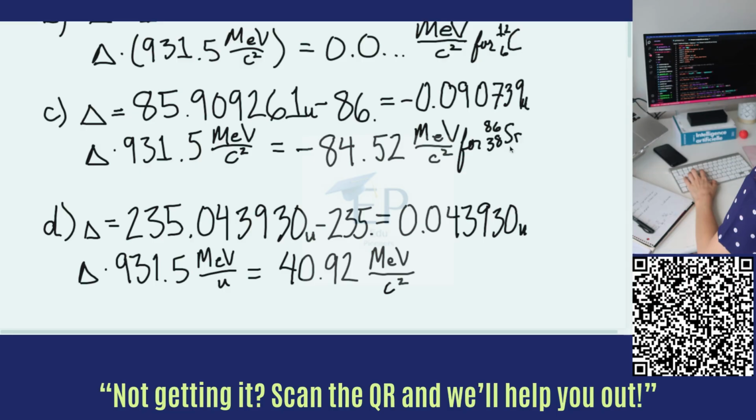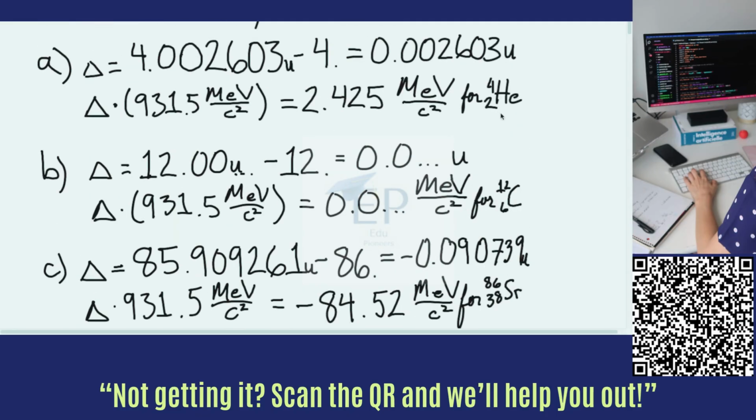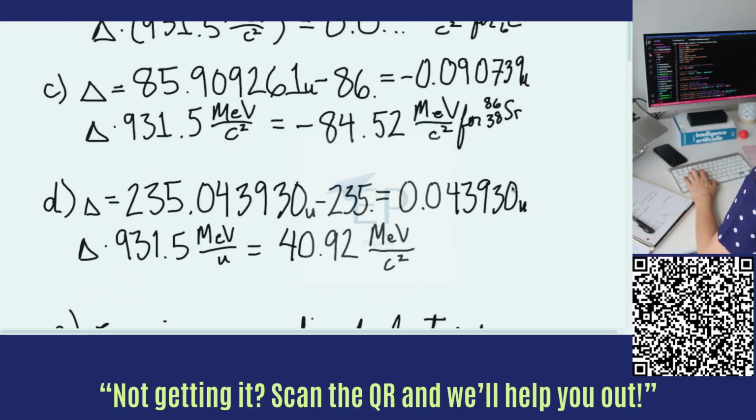0.090739 atomic mass units. We multiply this mass excess difference by our conversion factor, and we get a mass excess of negative 84.52 mega electron volts per square of speed of light. This is a comparatively heavier element than the previous two, helium and carbon 12.